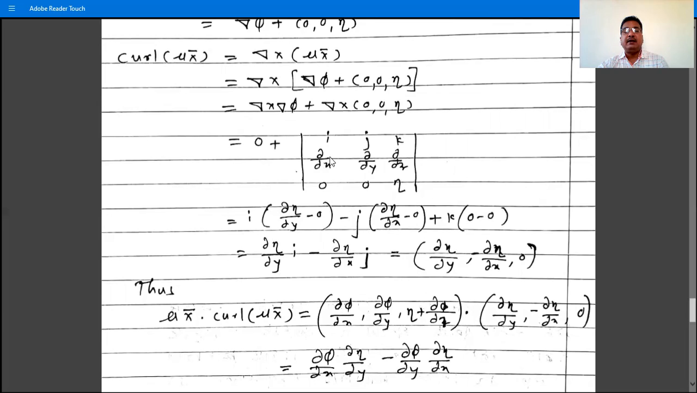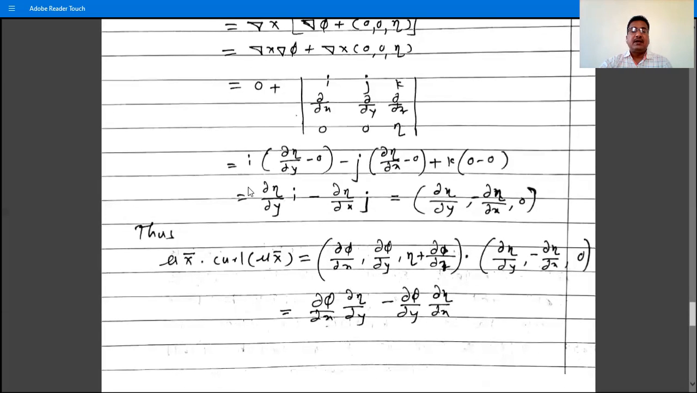The cross product of these two vectors is the determinant with i, j, k. Del means the operator ∂/∂x i, ∂/∂y j, ∂/∂z k. So the rows are ∂/∂x, ∂/∂y, ∂/∂z, and 0, 0, nu. Solving this determinant, we have i(∂nu/∂y minus 0) minus j(∂nu/∂x minus 0) plus k(0 minus 0). So it is equal to (∂nu/∂y, minus ∂nu/∂x, 0).